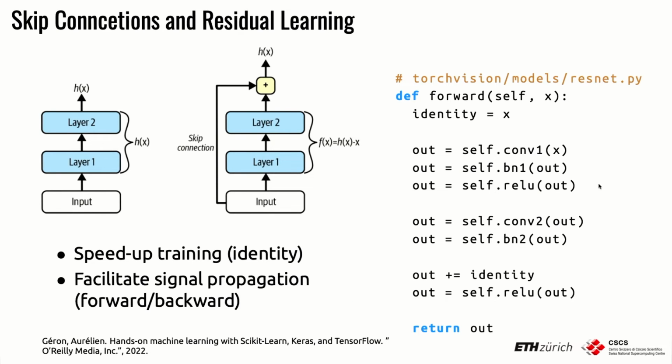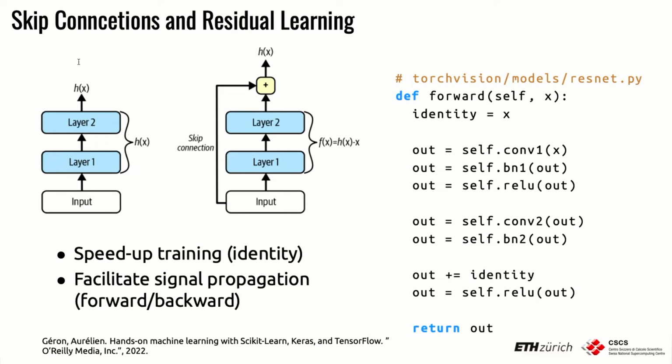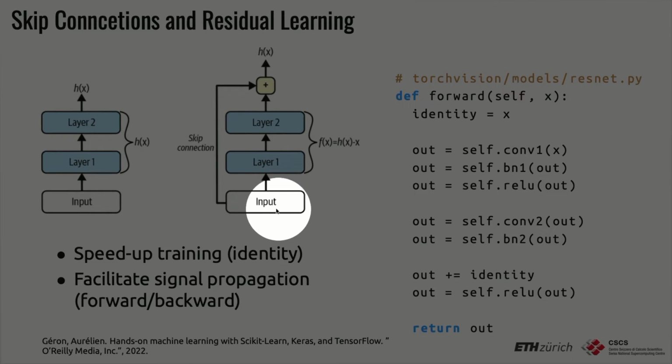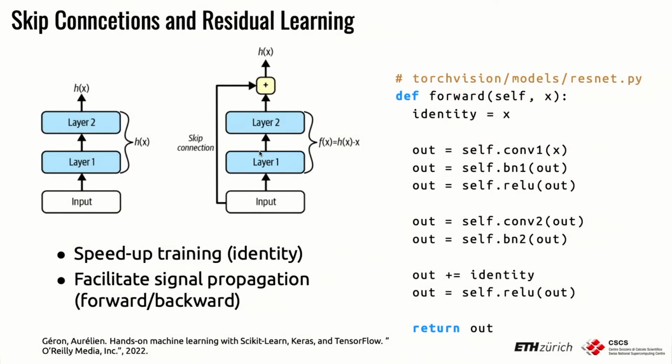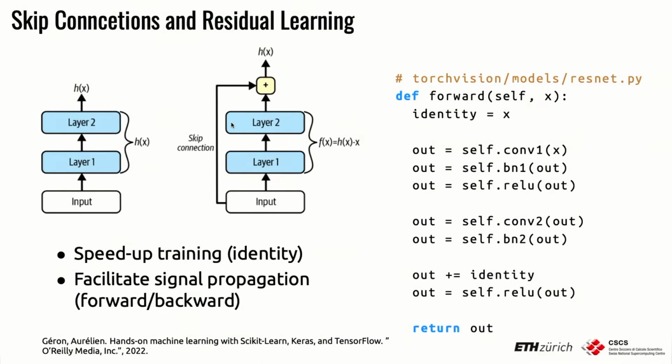And this is what it looks like. Normally, you have this situation where you have input, you pass it through layer 1, and you pass it through layer 2, and then you get your output function. But with a skip connection, you have input, pass it through layer 1, pass it through layer 2, but then you also have a second path in your computational graph where you essentially take the input and sum it back to the output.